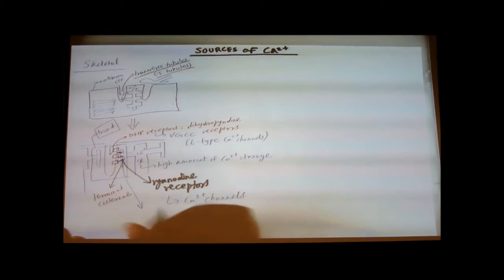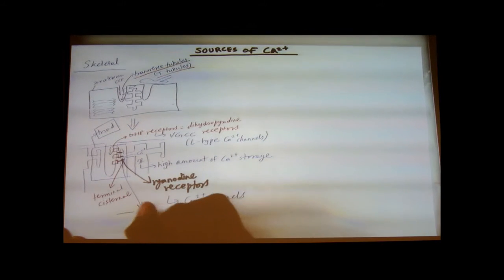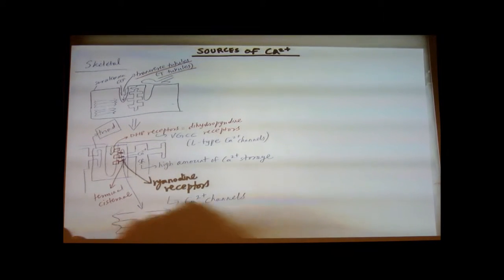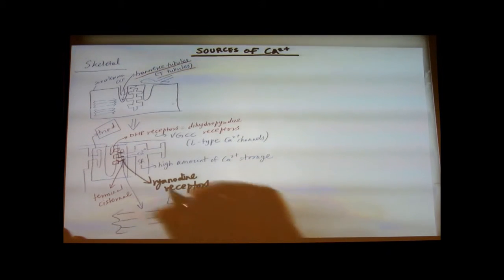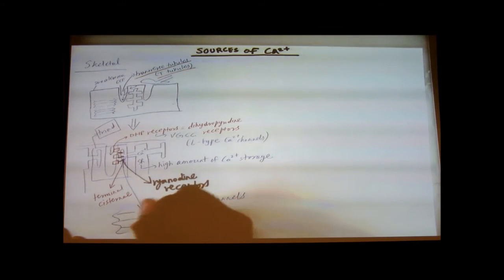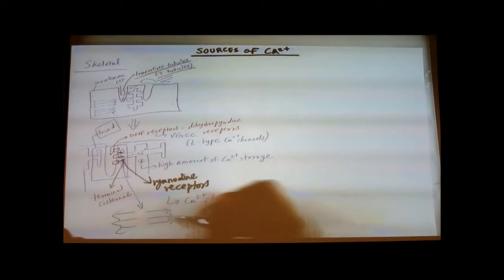Let's say this is sarcoplasm, and this is the myofilaments that make up the contractile unit. And like we saw in the previous videos, these calcium ions then regulate contraction by interacting with these myofilaments.